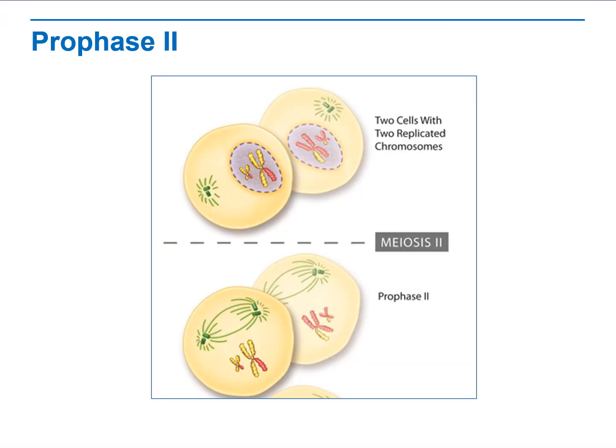Look at the two cells at the top of the figure. The cells have two 1n chromosomes, but four chromatids. Unlike the first division, neither cell goes through a round of chromosome replication before entering meiosis 2.